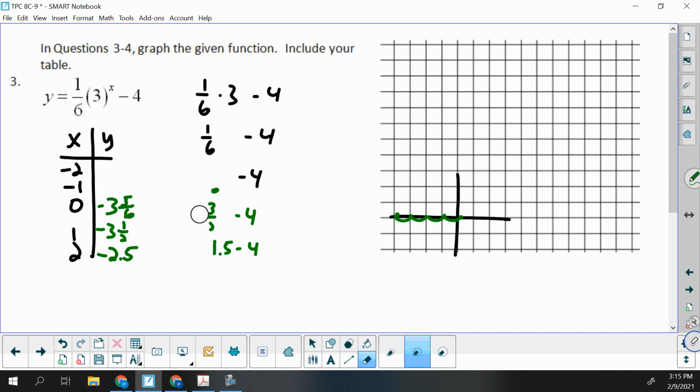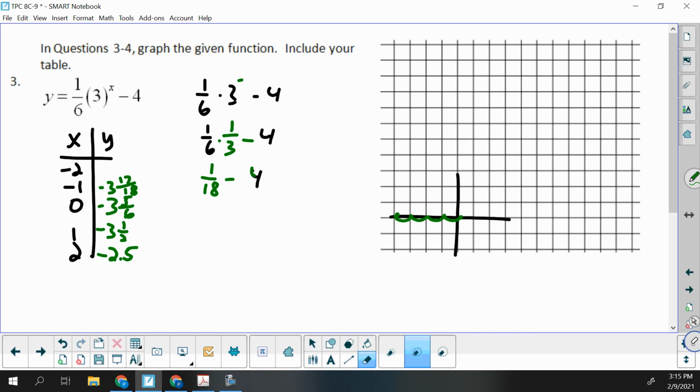As we move to our harder ones now, when we put in negative 1, 3 to the negative 1 gives us 1 over 3 to the first. That's going to give us 1/18 minus 4. And we can use the same visual. We're crossing over the y-axis, so we're going to have negative 3 and 17/18.